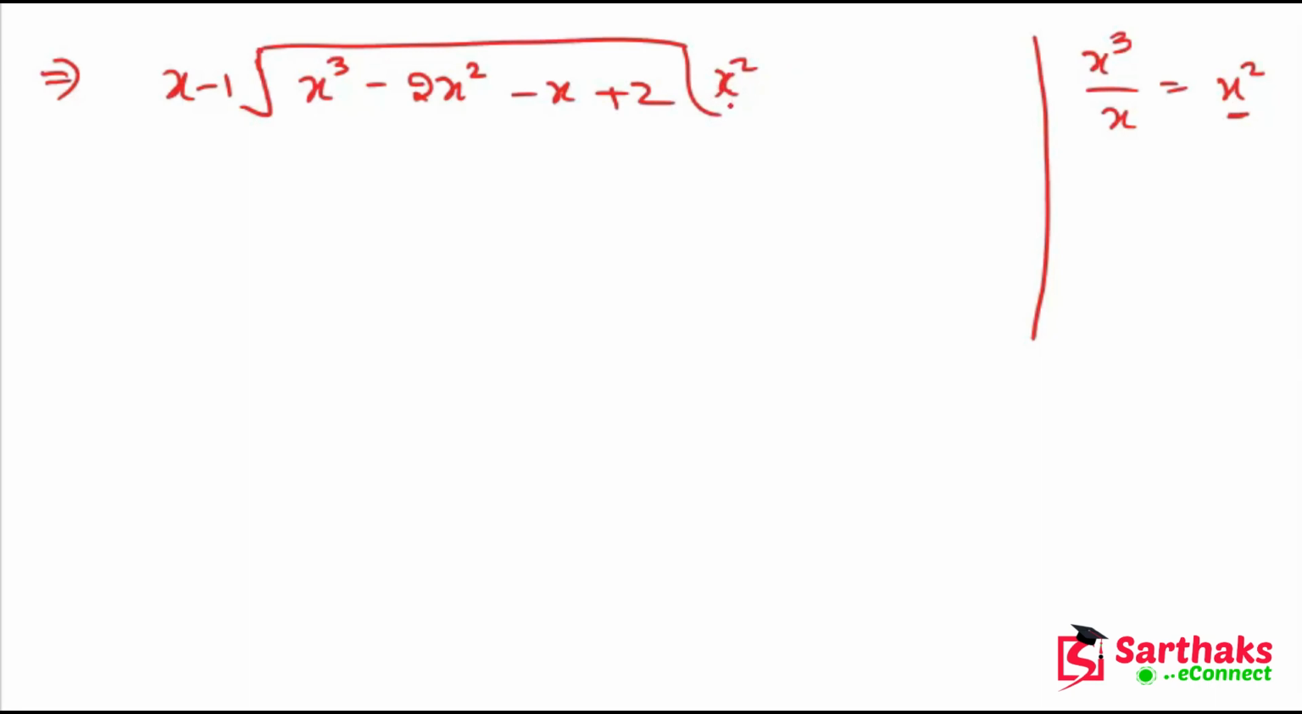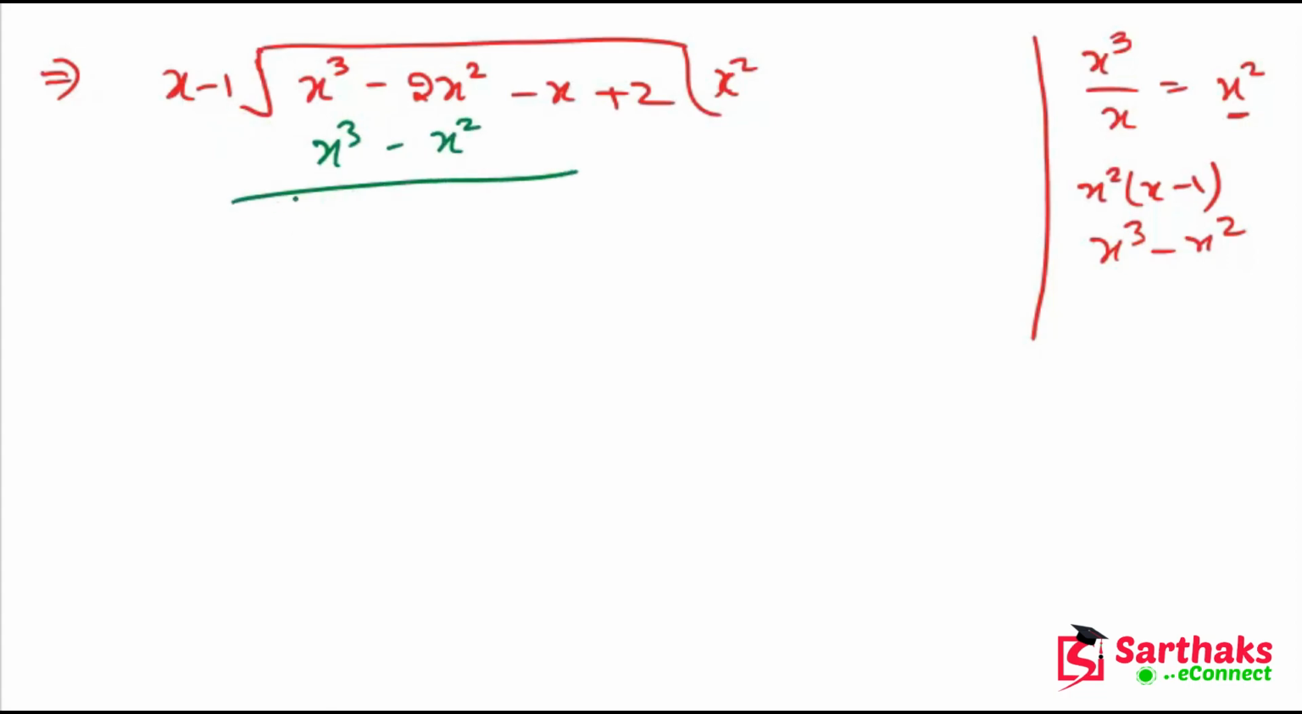Now this x square we have to multiply with x minus 1, the divisor. So x square into x minus 1 will give, my dear friends, x cube minus x square. Now we have to subtract this from the dividend. So here is x cube minus x square.